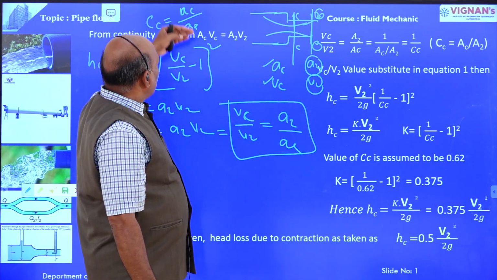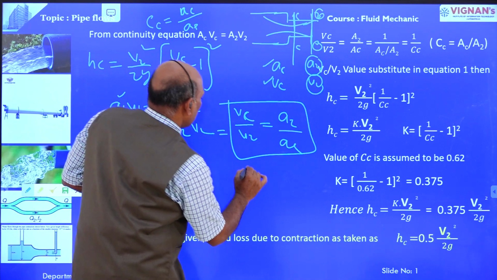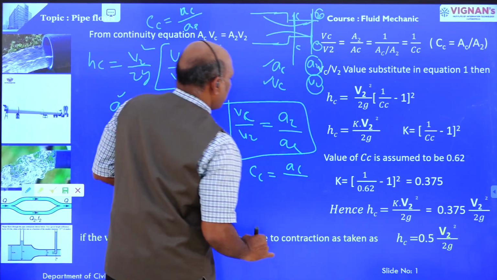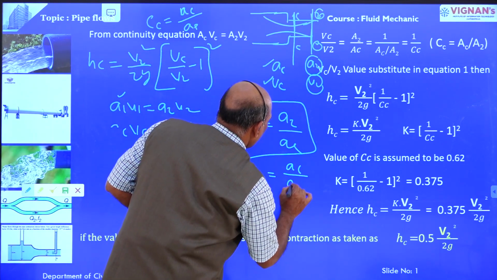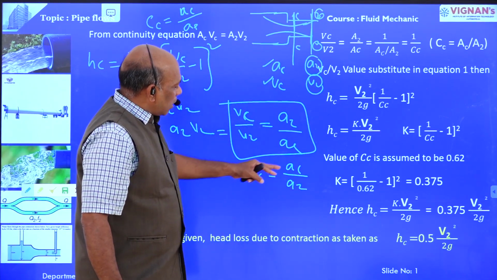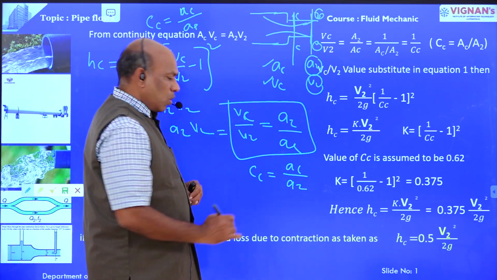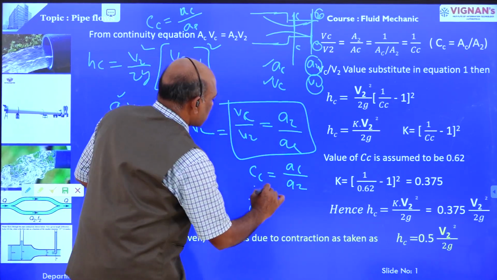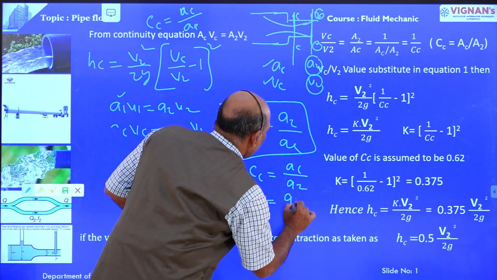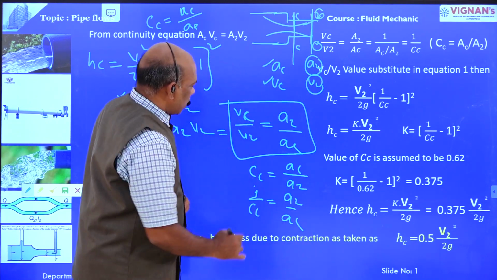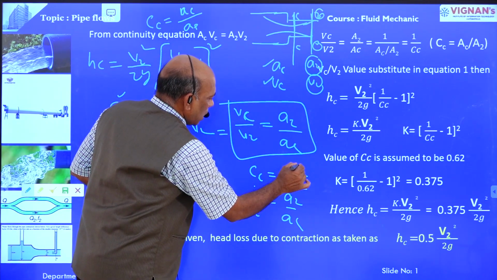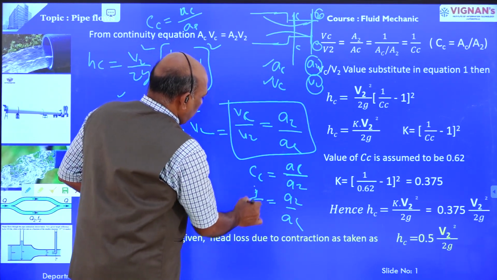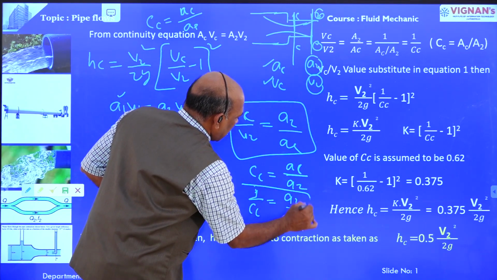Here, the coefficient of contraction Cc is equal to the area at vena contracta divided by the area at section 2-2. Cc is equal to Ac by A2, or 1 by Cc is equal to A2 divided by Ac.